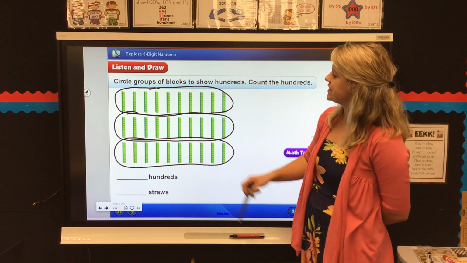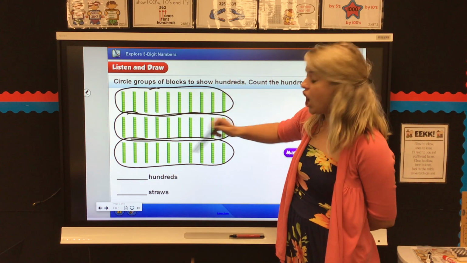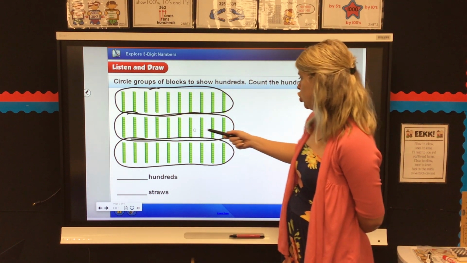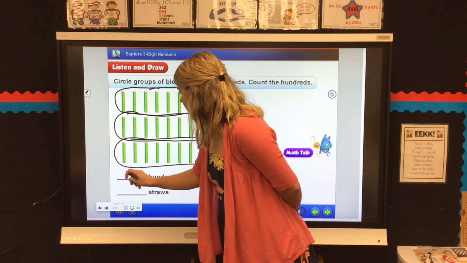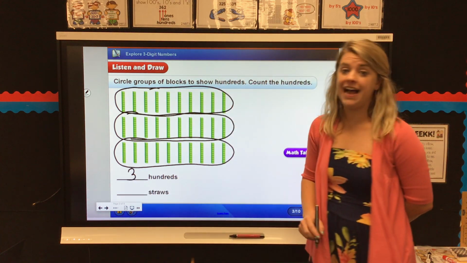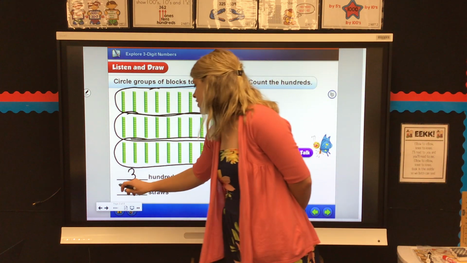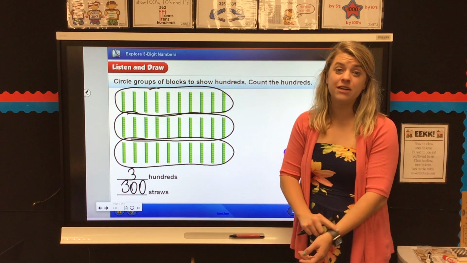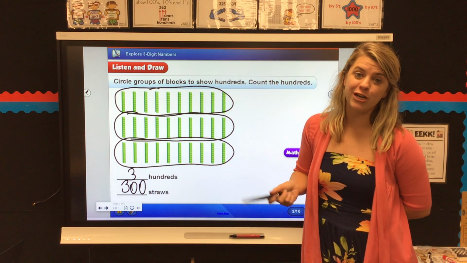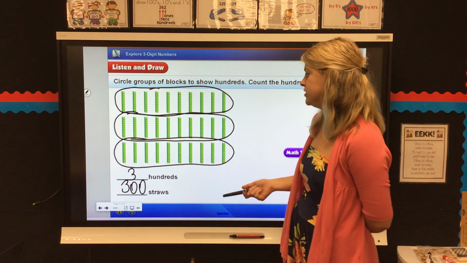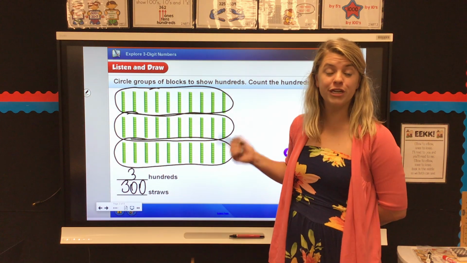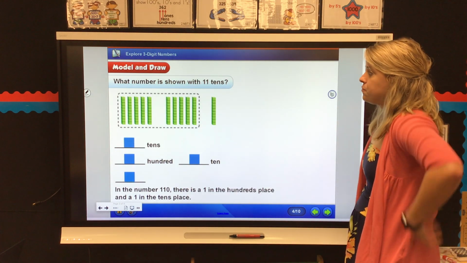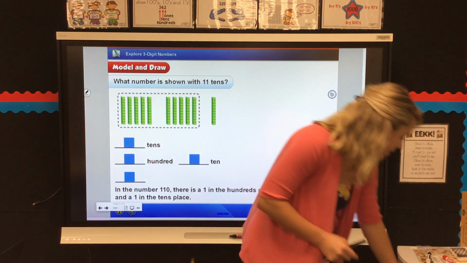So my question is asking me, how many 100 flats do I have? 1, 2, 3. I have 300, which means I have a total of 300 cubes, or in this case, I think what the girl said was she had 30 groups of 10 straws. So how many straws did she have? She has 300 total straws. Very good.